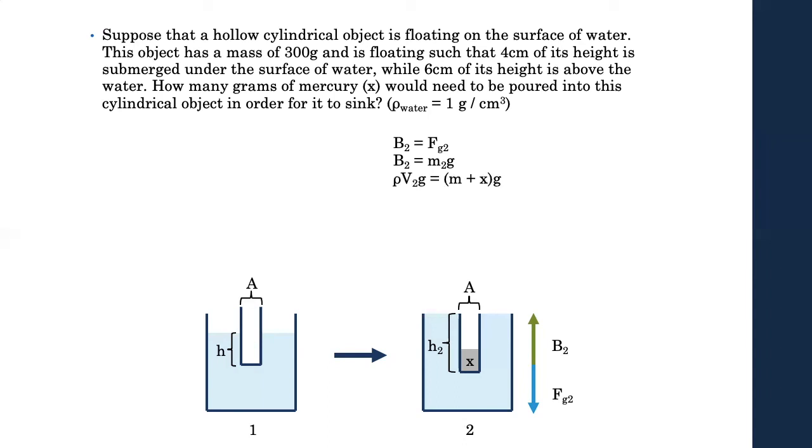But we can represent these things in more variables. We can say buoyancy is the density of the water times the volume displaced and gravity. And that's equal to the total mass of the tube there, which is the mass of the tube plus the mass of the mercury that's added, multiplied by gravity. You'll notice some of these things cancel out. Gravity is no longer a factor. So we have the density times the volume is equal to the sum of the masses.